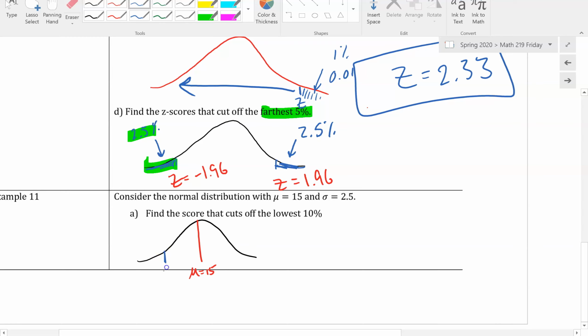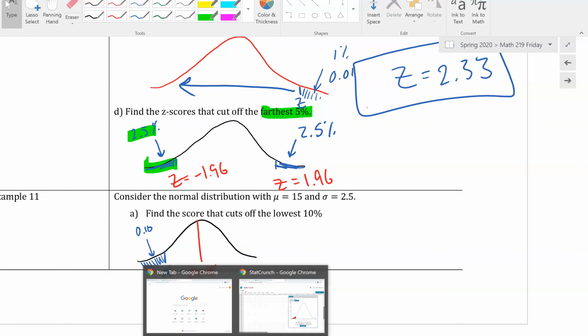So there's some score out here, and I'm using X, not Z. I'm not using Z because I'm not on a standard normal curve because that mean is not 0. But I'm trying to cut off the lowest 10%. Well, StatCrunch can tell me that value right away. Let's do it with StatCrunch.